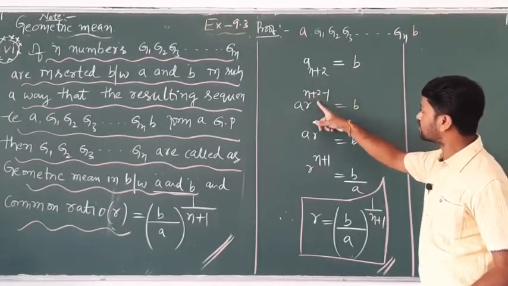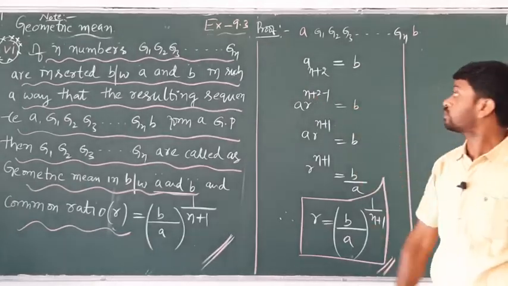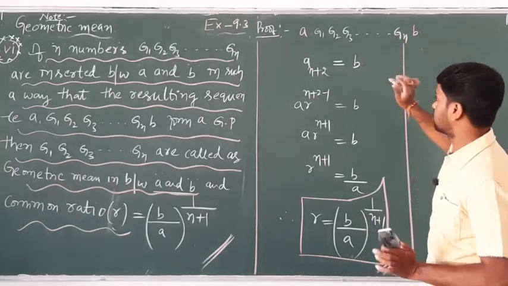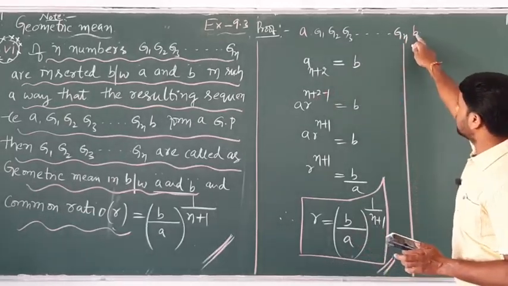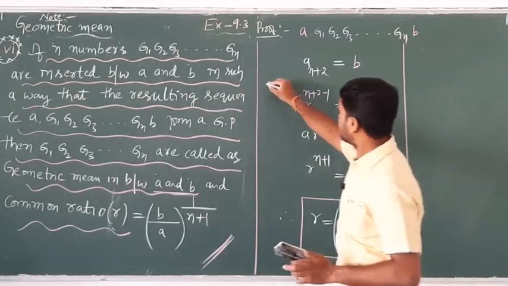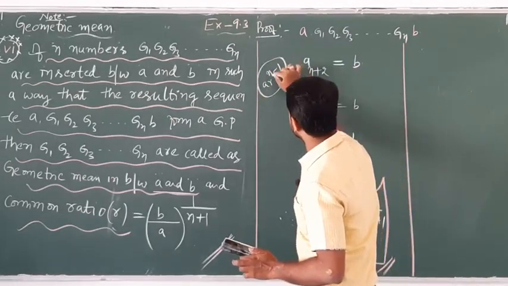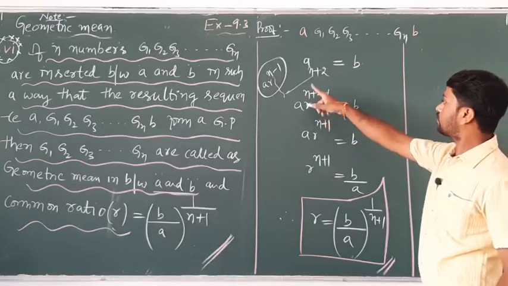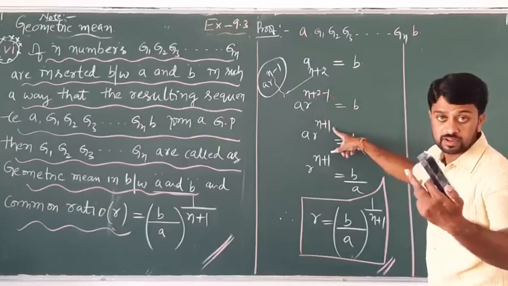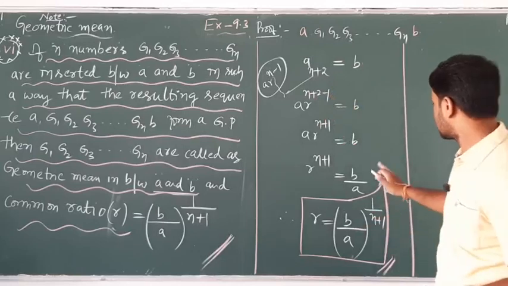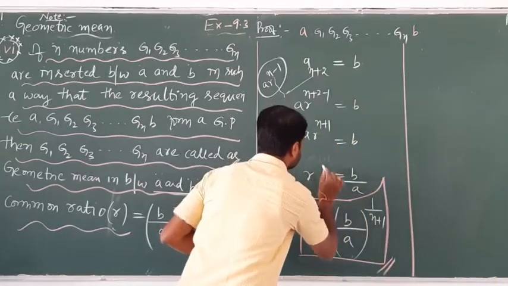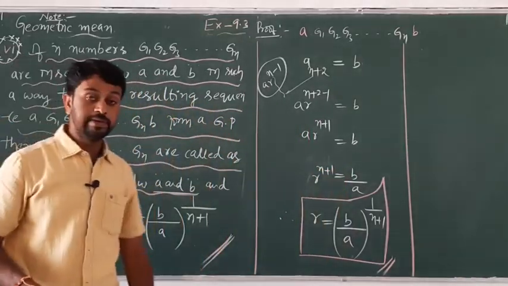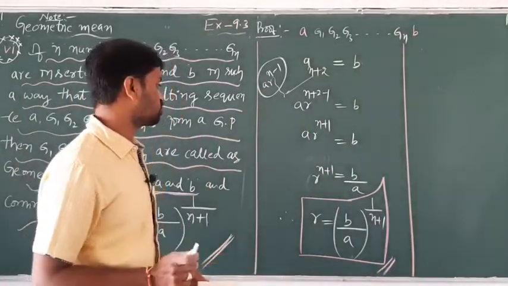But why did you write n plus 2? This concept doubt may come to your mind, some students definitely get this doubt. The nth term means A into R power of n minus 1 formula. But here the (n plus 2)th term is equal to B. Substituting n plus 2 in the formula, A into R power of n plus 2 minus 1, that is A into R power of n plus 1 only. R power of n plus 1 equals B by A. Therefore R is equal to (B by A) whole power of 1 by n plus 1.